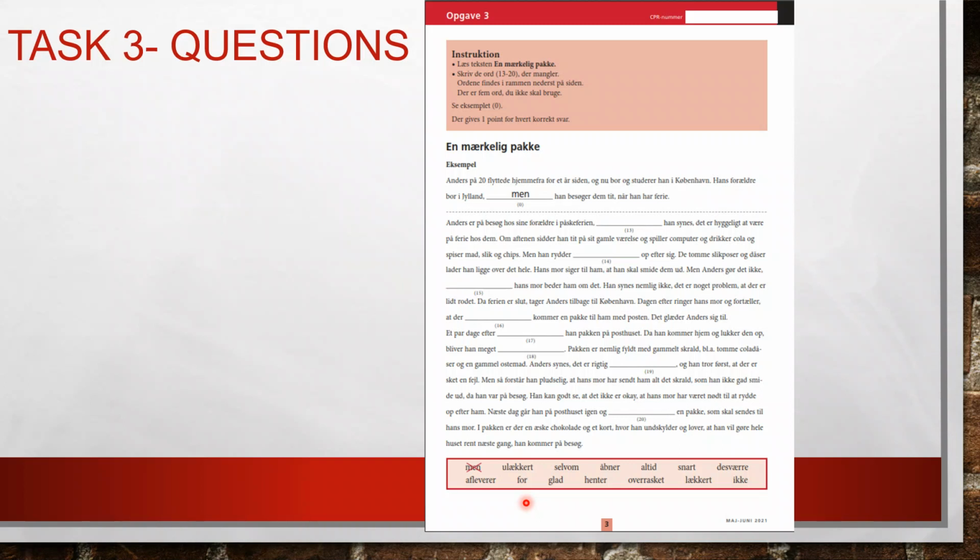Now one trick to get the correct answers here is that you need to do a little bit of study. You should know the meanings of all the words here.